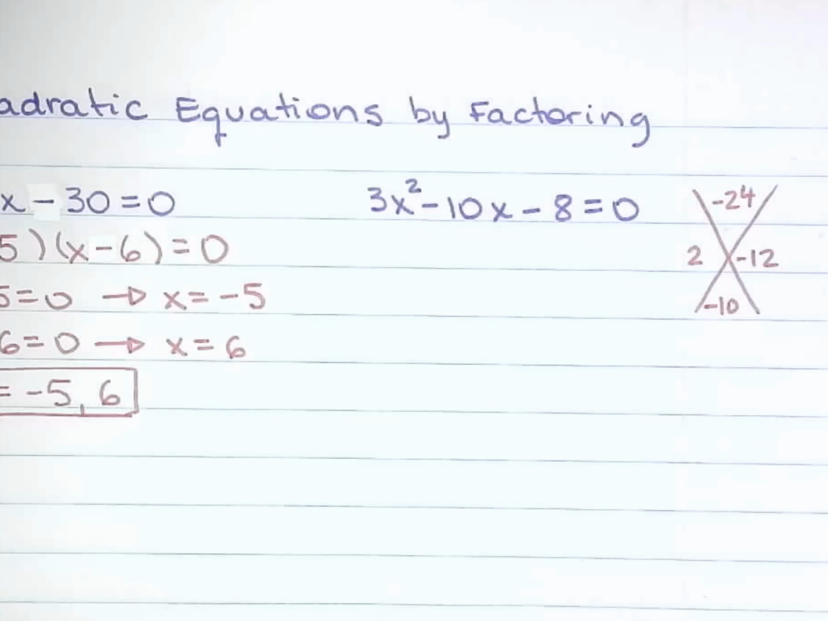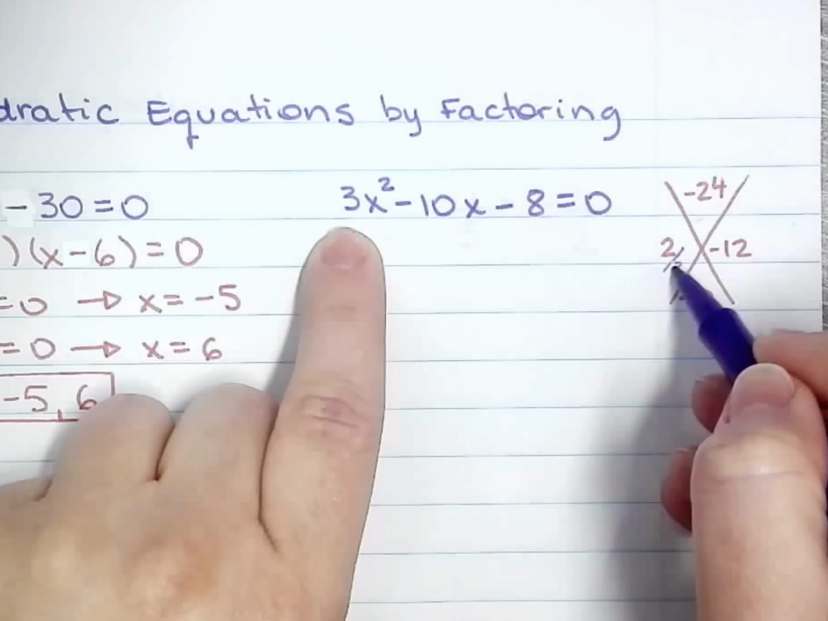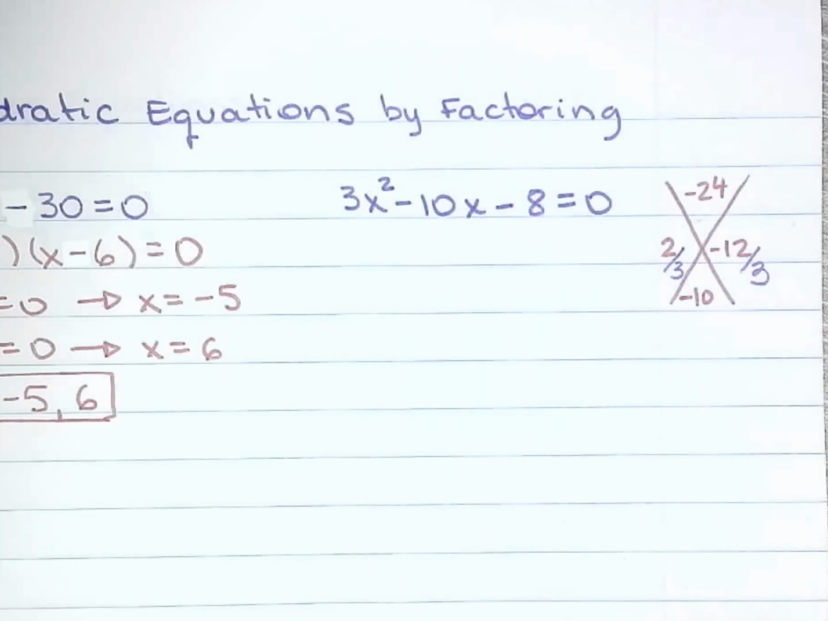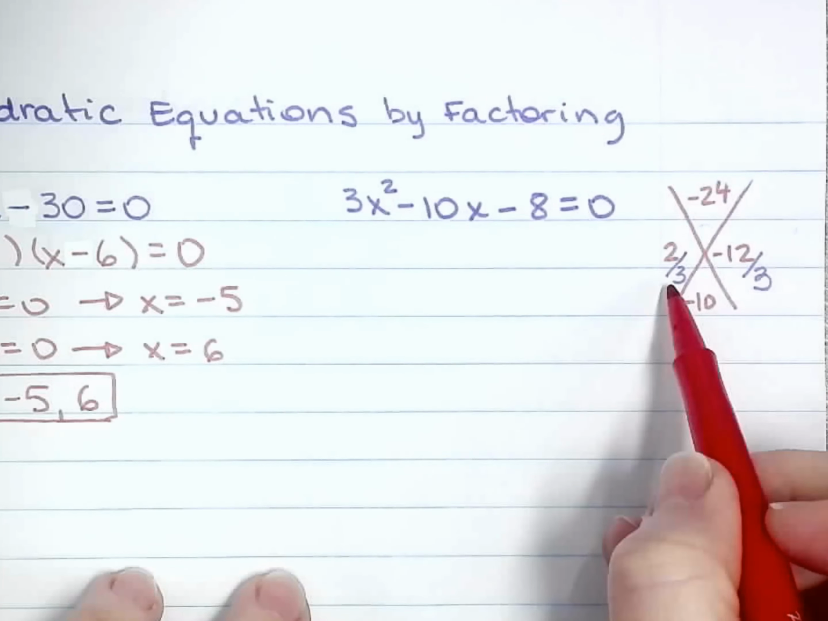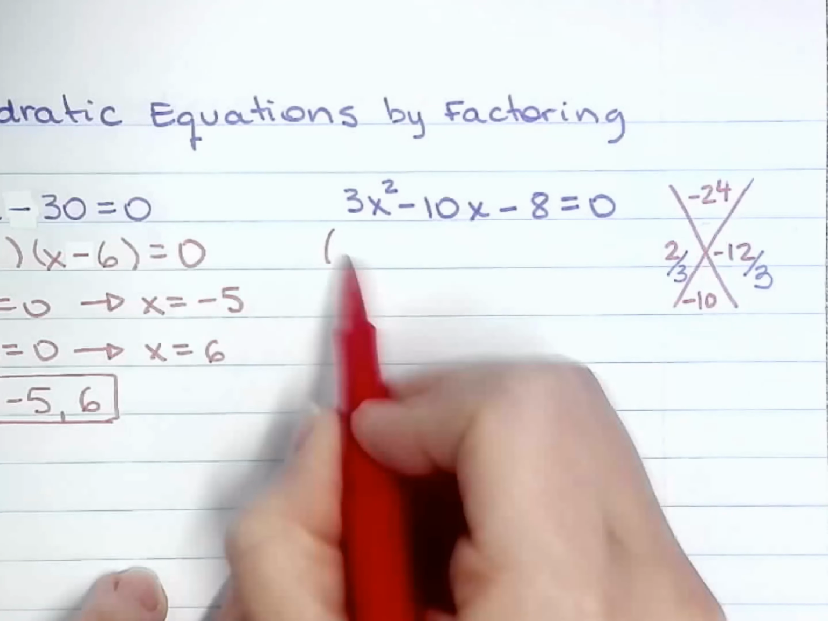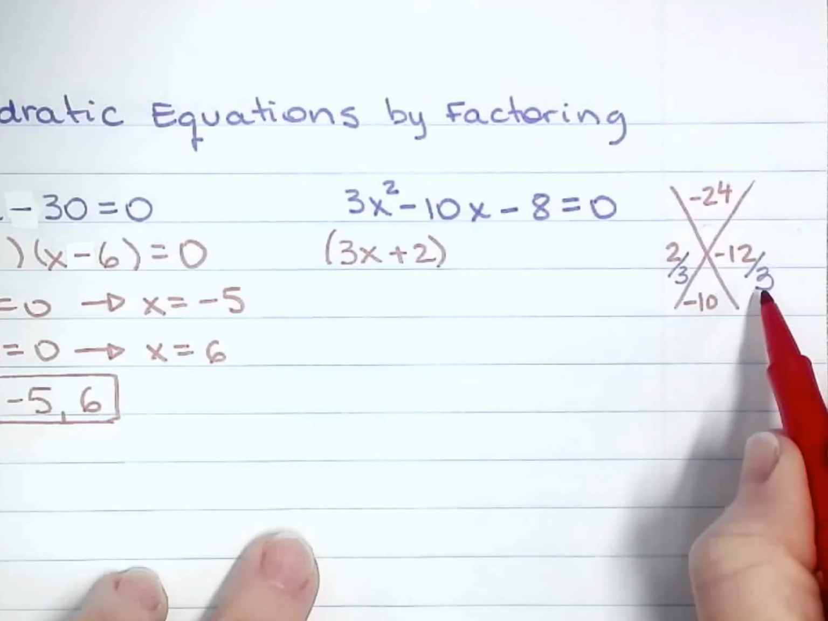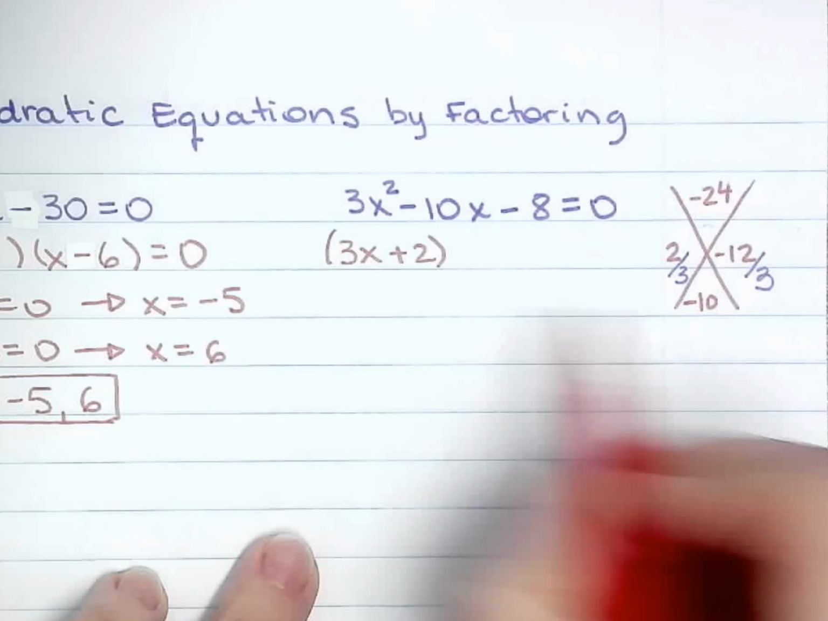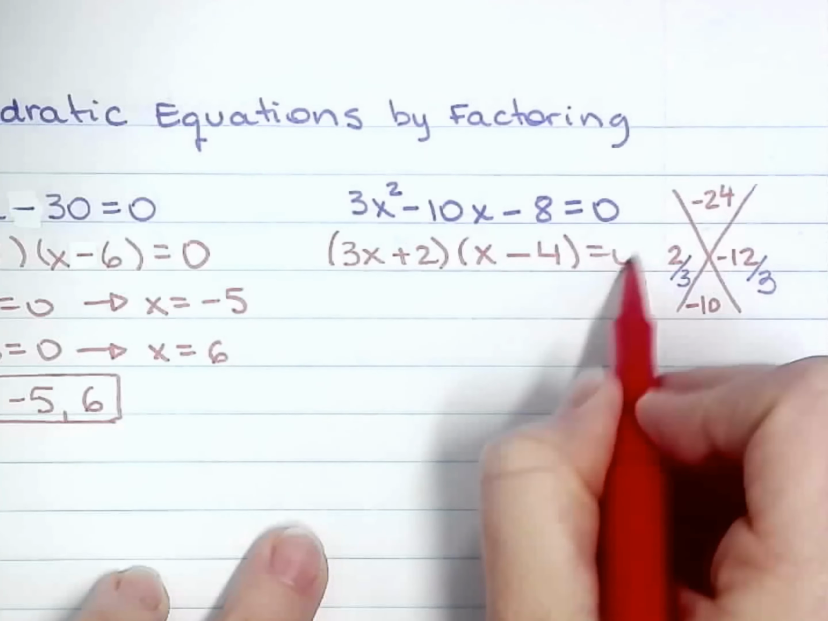Perfect. Now, because you started by multiplying by 3, you have to go back and divide by 3. A lot of people forget about that step. Here we would have to simplify the fraction, but 2/3 you cannot simplify. So here are your factors. Bring the 3 up: 3x plus 2. And here I can simplify down to negative 4, so x minus 4.